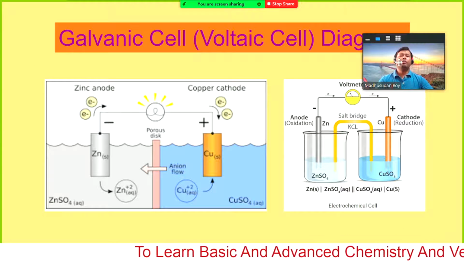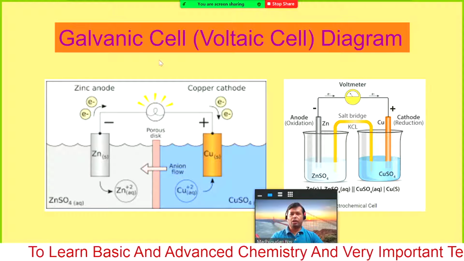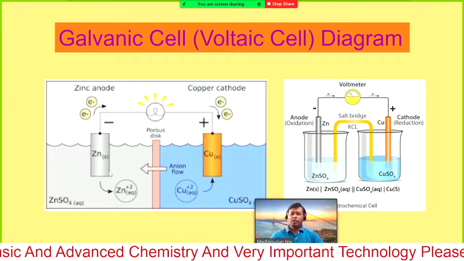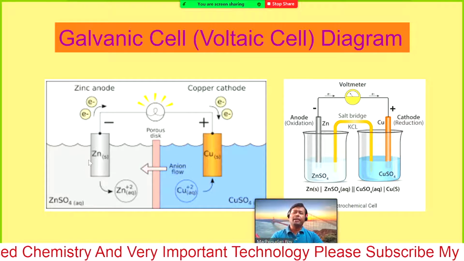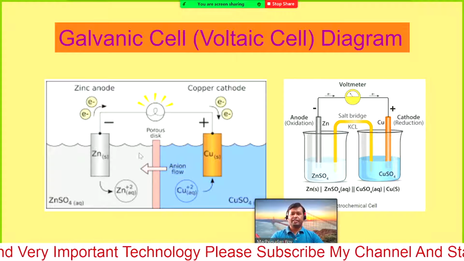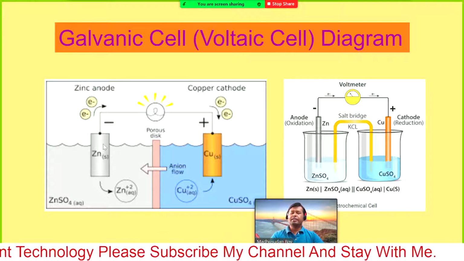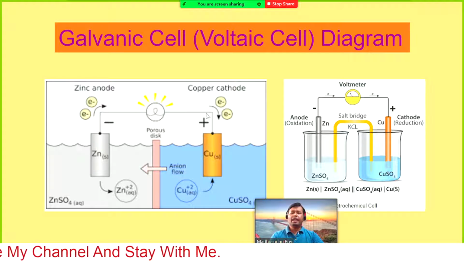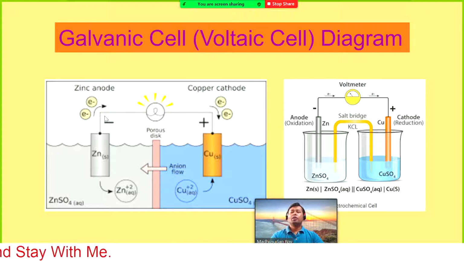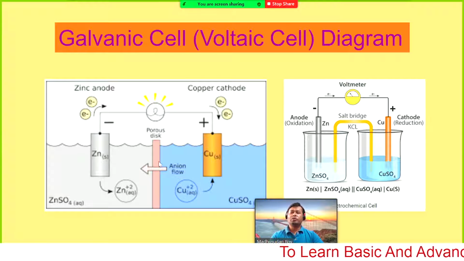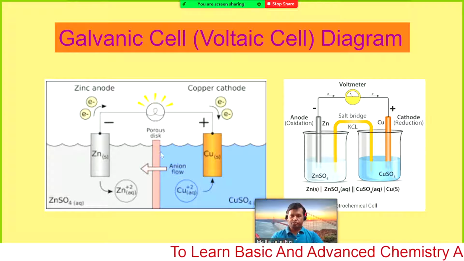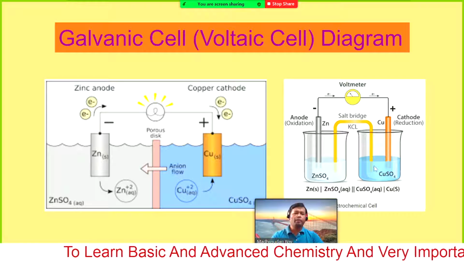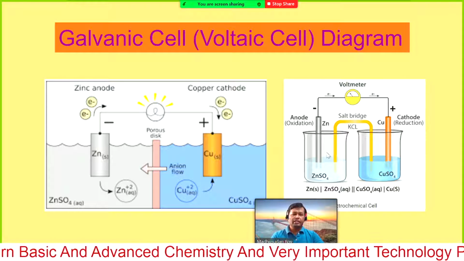So this is the diagram of a galvanic cell or voltaic cell. Here you can see I have shown you two different types. Here is a porous disc. This is an electrolyte, this is an electrode, this is another electrolyte, and this is another electrode. They are connected by an external connection, which can be considered as a salt bridge or not. But if this is a porous disc, you don't need to put the external connection.